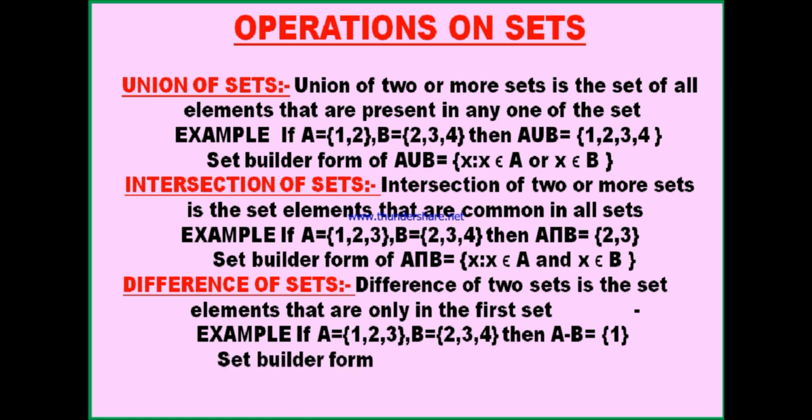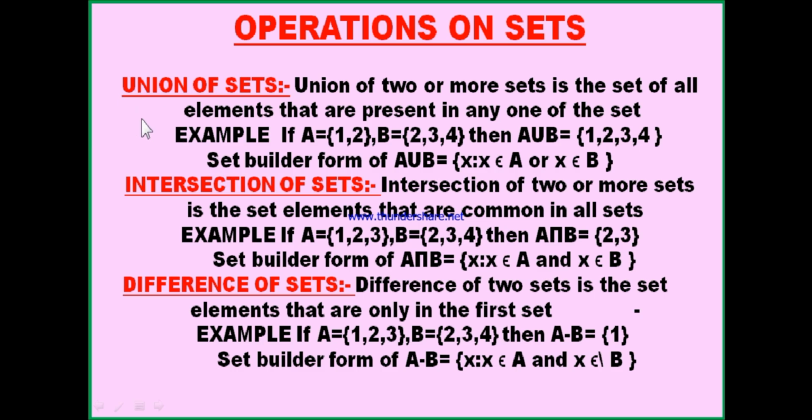Now, the set builder form of A minus B is X such that X belongs to A and X does not belong to B. The set builder form of A minus B is equal to X such that X belongs to the first set A and X does not belong to the second set B. If an element is present in the first set and it does not belong to the second set, then that element should be in A minus B. This is the set builder form of A minus B.